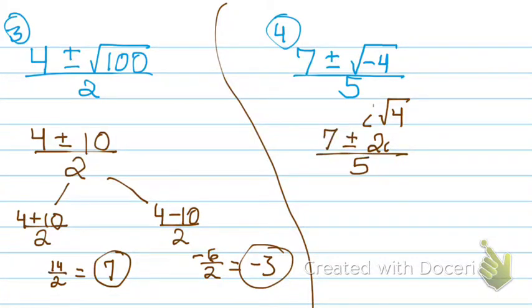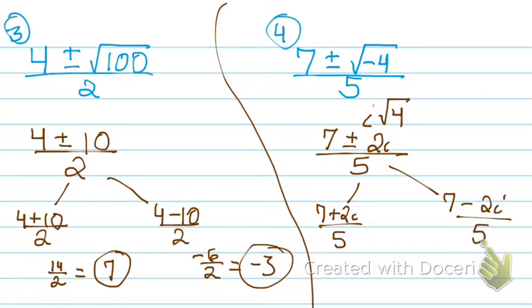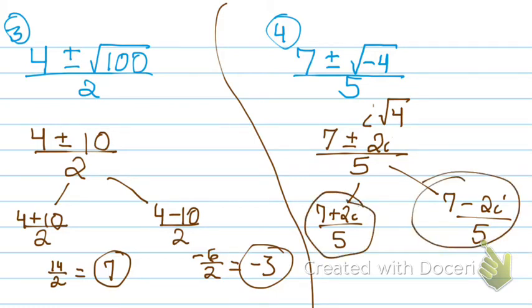So now we're looking at two separate fractions. The first fraction is 7 plus 2i over 5. And the second one is 7 minus 2i over 5. Now, if you look at the numerator, we have a 7 and a 2i. Those are not like terms. So guess what? We will leave this solution the way it is. And that's it.